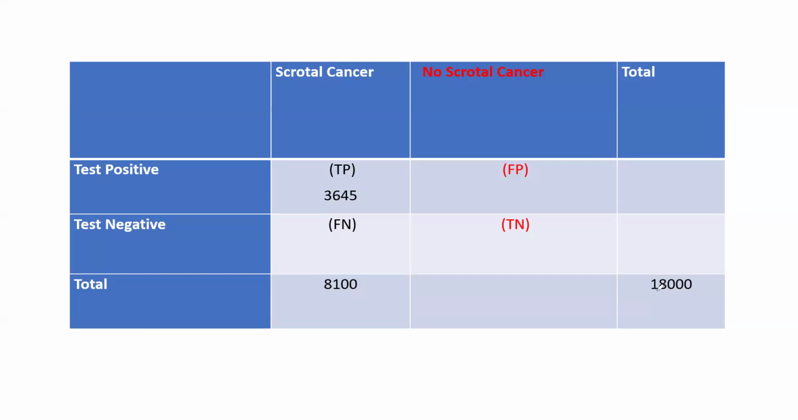We also know the total number of persons who are in the study, and hence we can put that in our 2x2 table. What else can we calculate from this? Based on the information we have shared, we can calculate FN. The FN calculation would be 8,100 minus 3,645. That is how we would determine the value of FN.